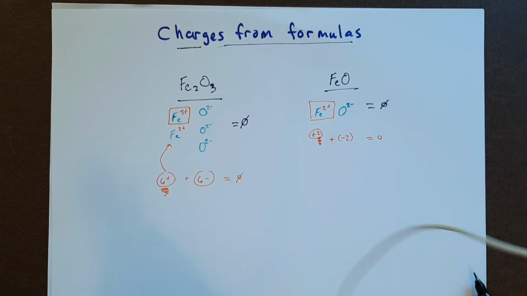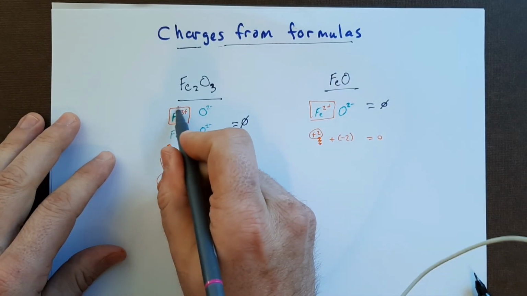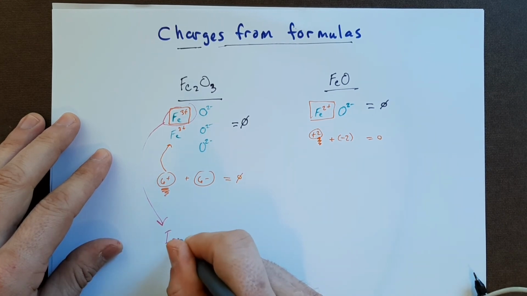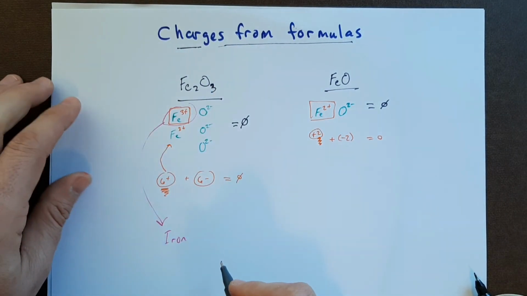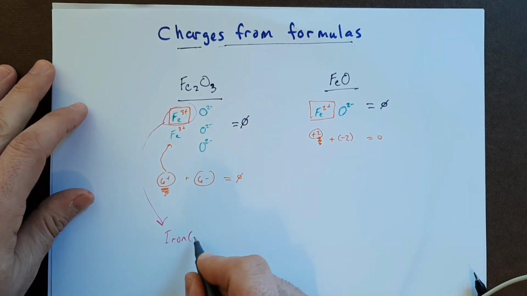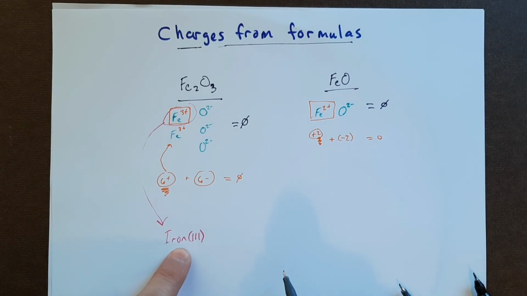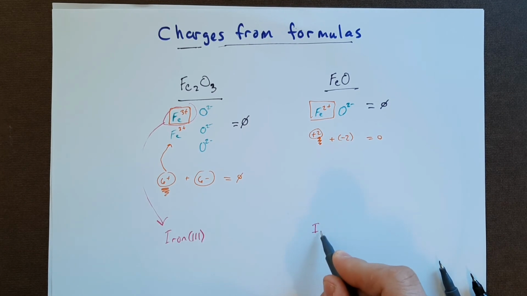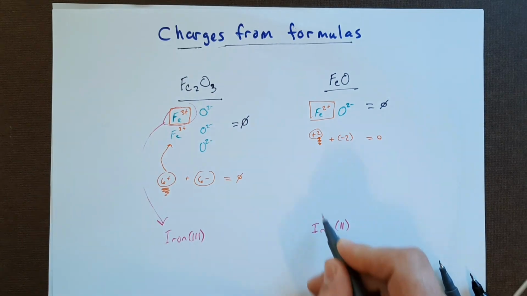Here's a slight preview, is that next week we're going to start learning how to name these. And we're going to name this thing the word iron, except because it has that variable charge, we're going to add its charge in parentheses after it in Roman numerals. So if it has a variable charge, we're going to call this one iron 3 to denote that it has a 3 plus charge. And we're going to call this one iron 2 to denote that it was the iron with the 2 plus charge.